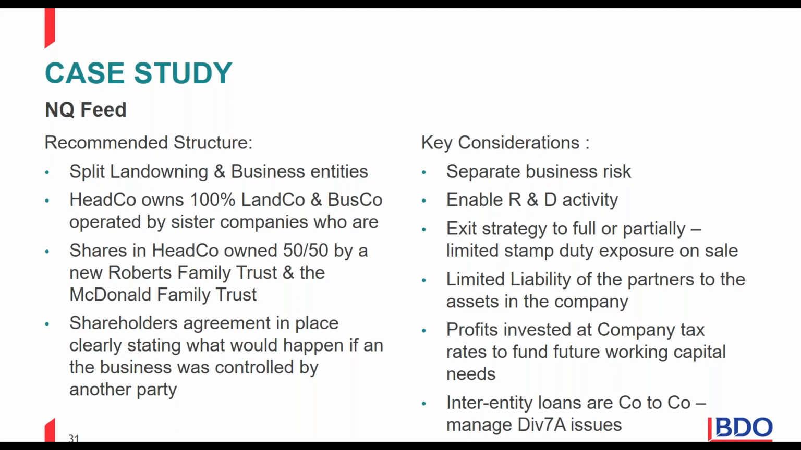We're wanting the shares in Headco to be owned by the two family trusts, so the Roberts Family Trust and the McDonald Family Trust. We're wanting these to be new family trusts within the group. So that enables, again, separation of wealth within the family if needed going forward. Shareholders agreement is a must in this structure. This structure would also separate the business risk, and will enable R&D activities if they're wanting to do it, because that's something that they were talking to us about.